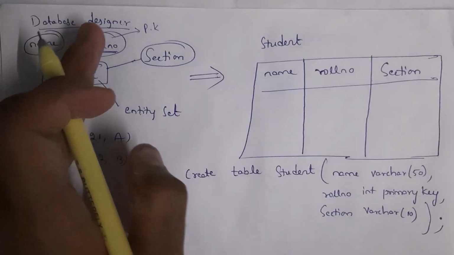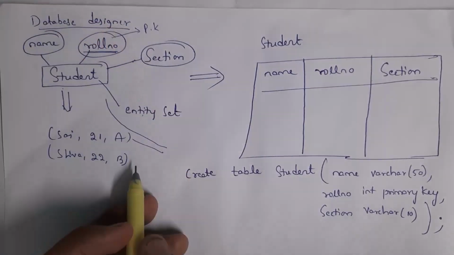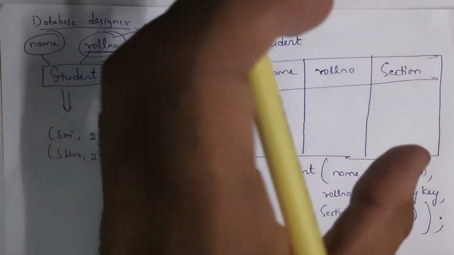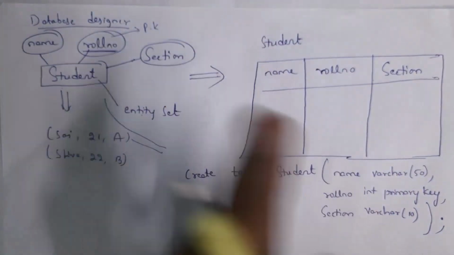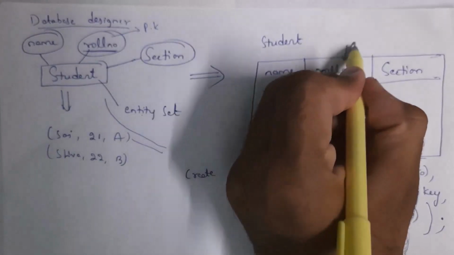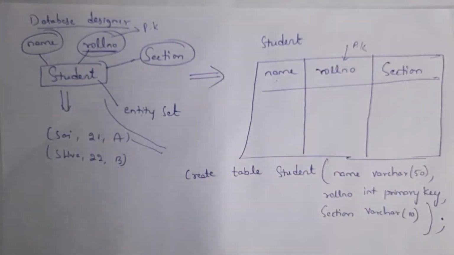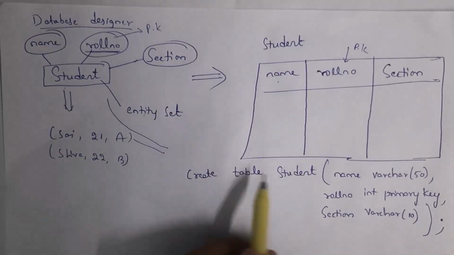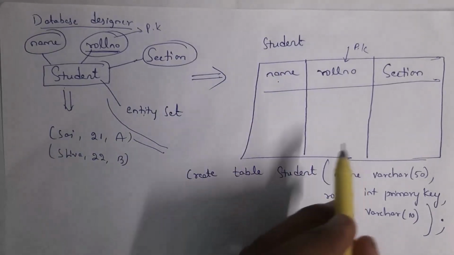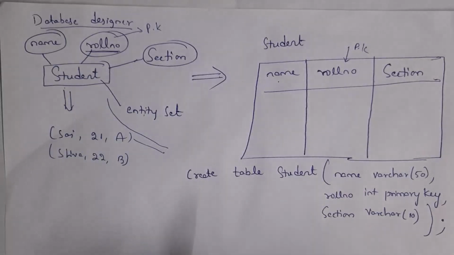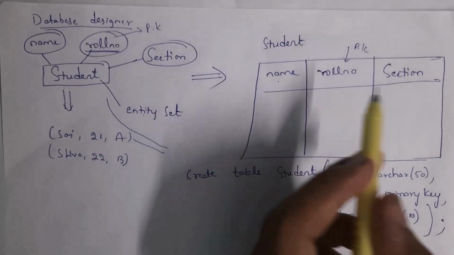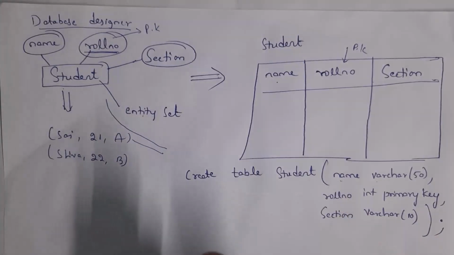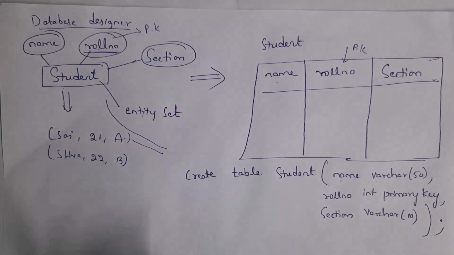Whenever the database designer designs this diagram, it is given to the database developer. Then by seeing this diagram, the database developer will create a table with 3 columns and give a primary key for the roll number column. This is the code. At first you need to create the student table. So write create table and the table name, that is student, open bracket, and we need to insert 3 columns: name, roll number and section. At first I wrote name. For example, I want to give names like Sai, Shiva, and so on. All are character data types.